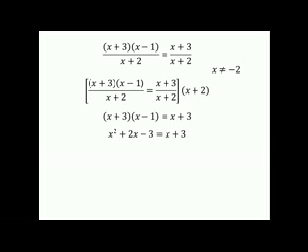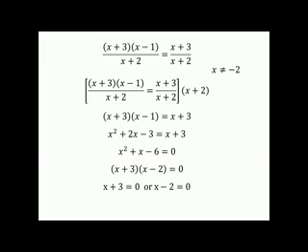So we go ahead and multiply out the left side. We get x squared plus 2x minus 3 equals x plus 3. Combine like terms, and now we'll factor. We get x plus 3 equals 0, or x minus 2 equals 0. That means that x equals negative 3, or x equals 2. Now neither one of these actually breaks the rule that x cannot equal negative 2, so they're both good answers.